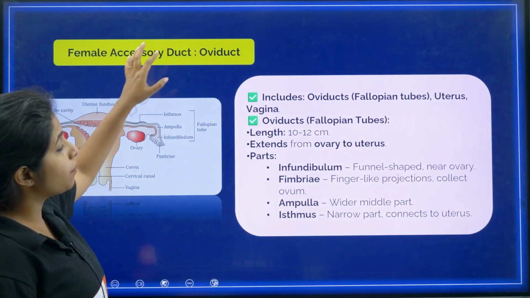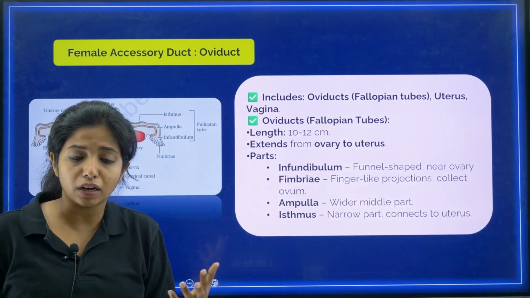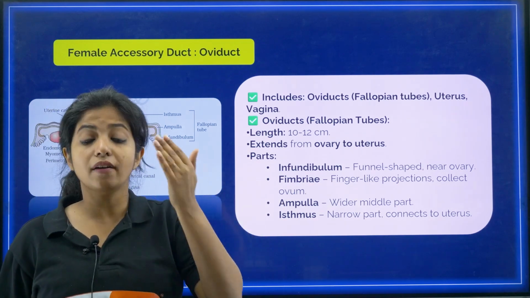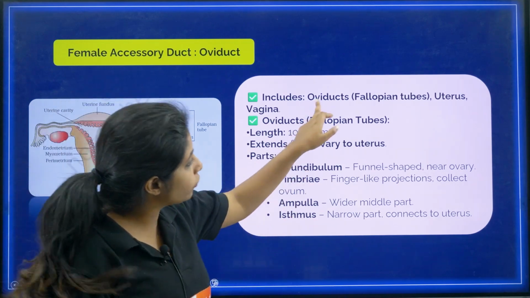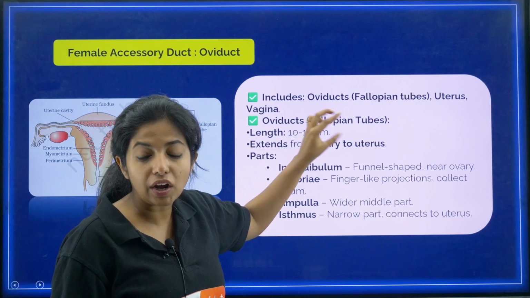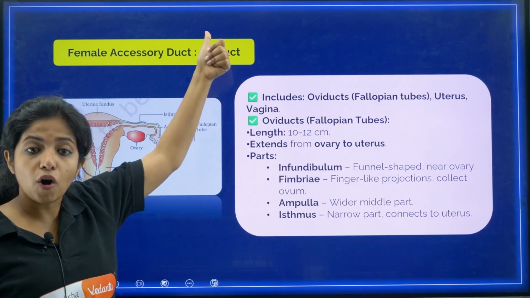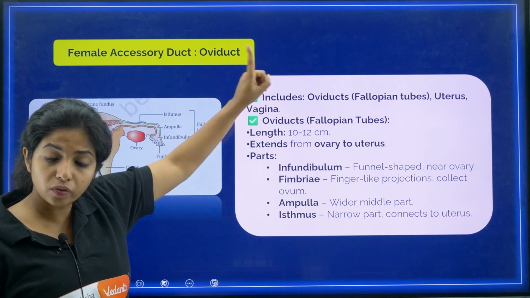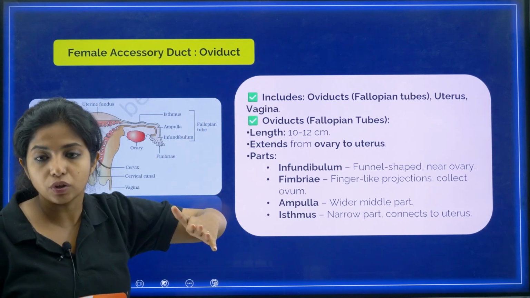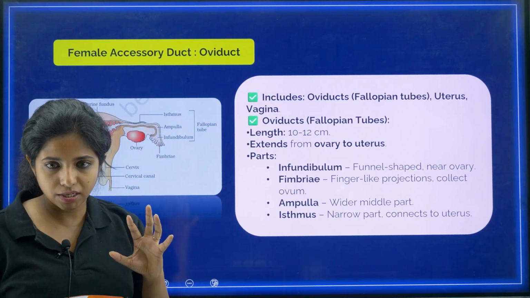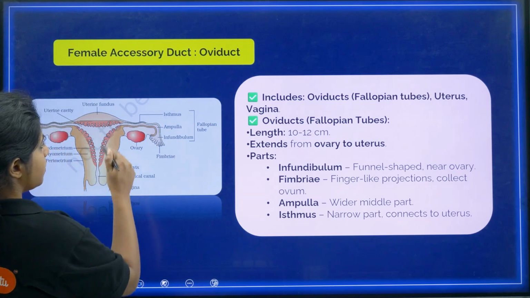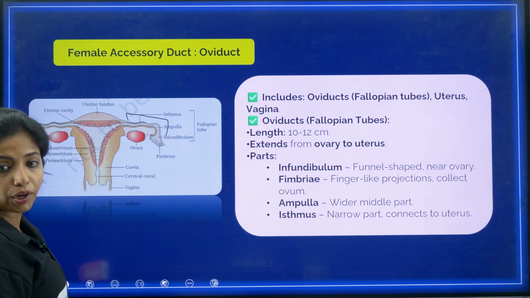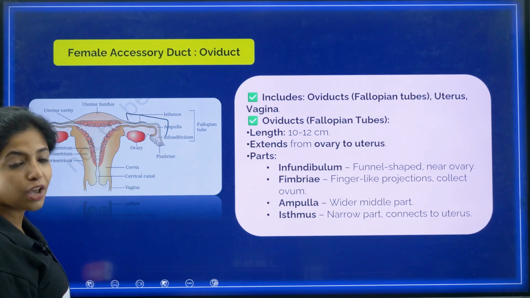Going ahead, if we talk about the female accessory ducts, basically you have different parts over here. You have the oviduct, the uterus and the vagina. All three of them basically form the female accessory ducts, my dear children. The first part is the oviduct, so we will talk about that, and then we will go ahead with the uterus and the vagina and all the parts. If we see this particular structure, from here to here, it is the oviduct, or what you call the fallopian tube.